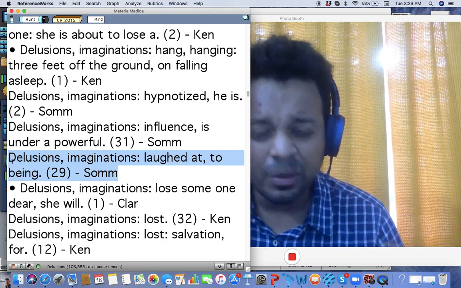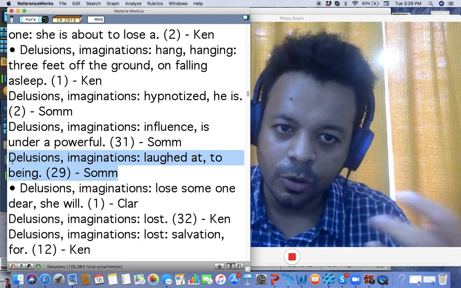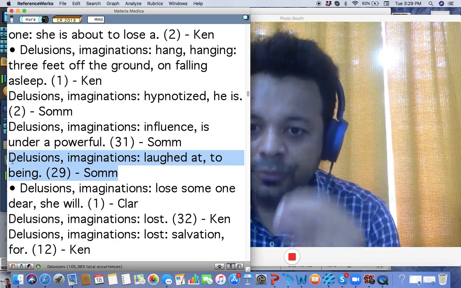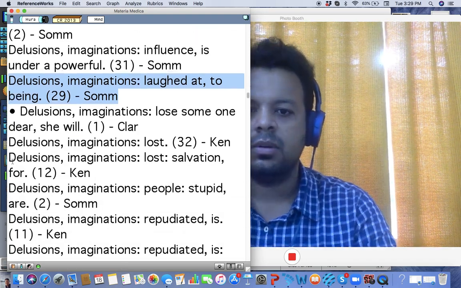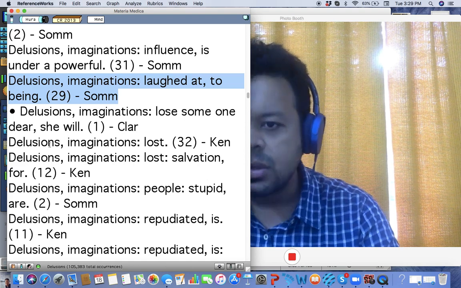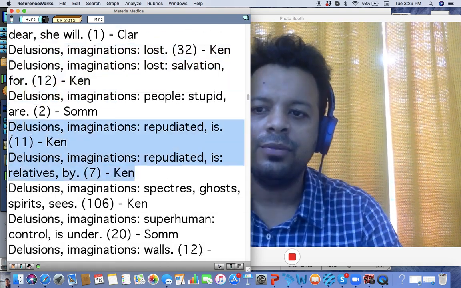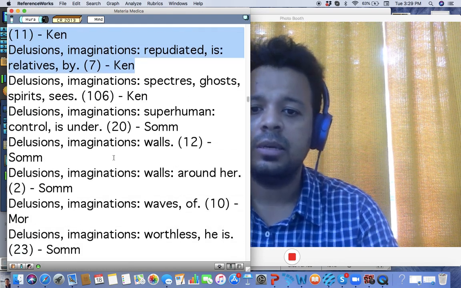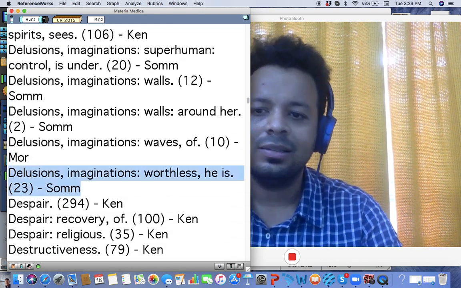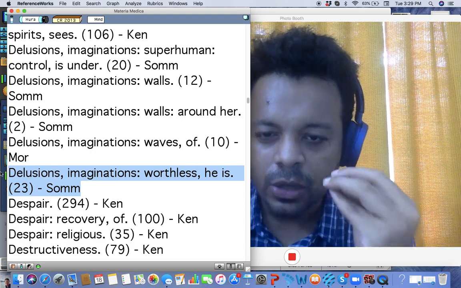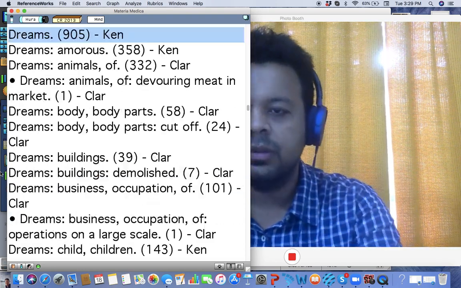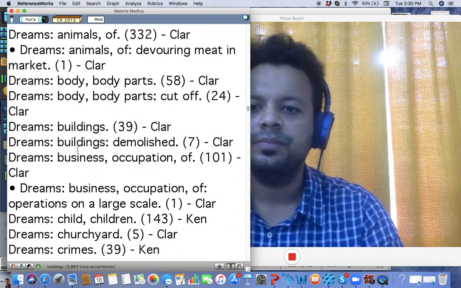One of the main feelings I forgot to tell you about in our patient was that he used to constantly feel people are laughing at him, and you will think of Baryta carbonica. So delusion, laughing at him, is very strong for Hura. Delusion, lost salvation for. Even his relatives have left him, repudiated by relatives. Delusion, worthless. I'm nothing, I'm absolute nothing. I'm like shit. This is what they would often feel.